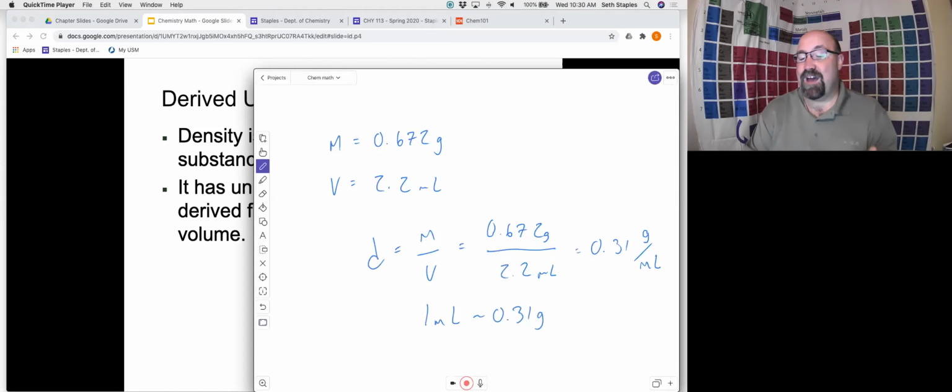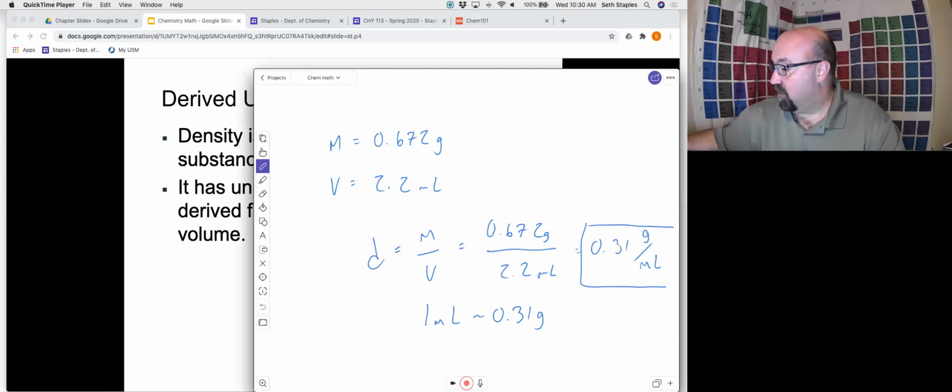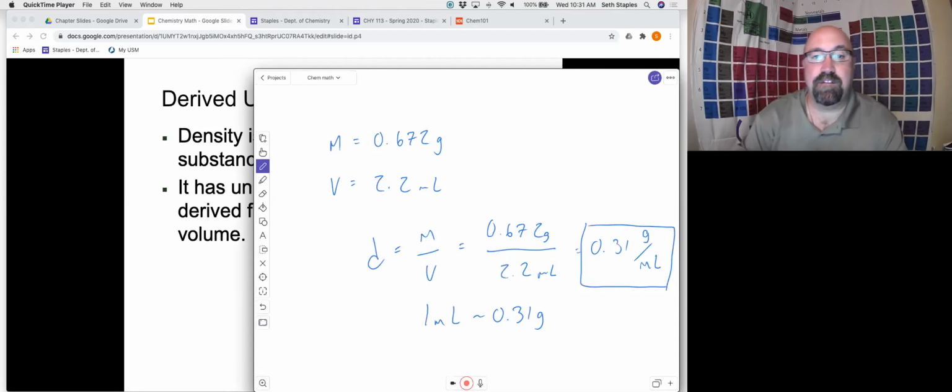And so remember last time when we talked about physical properties, density is an example of an intensive property because it doesn't matter how much of the sample that we have. Every bit of that sample is going to have the same exact density of 0.31 grams per milliliter. And so again, the units for density are what we call derived units, because they come from 2 separate units. We derive the units of density by dividing our grams by our milliliters.